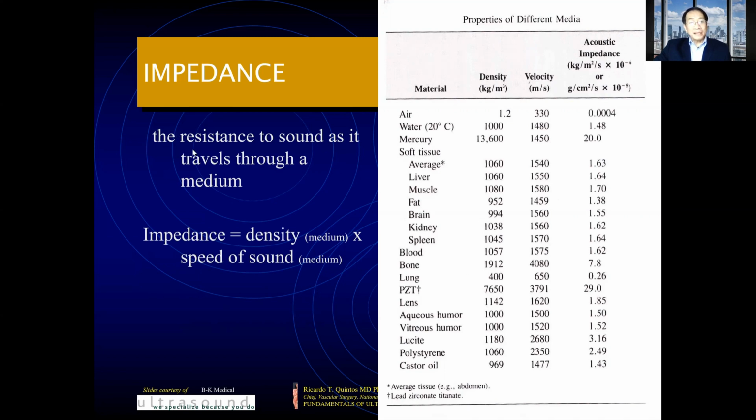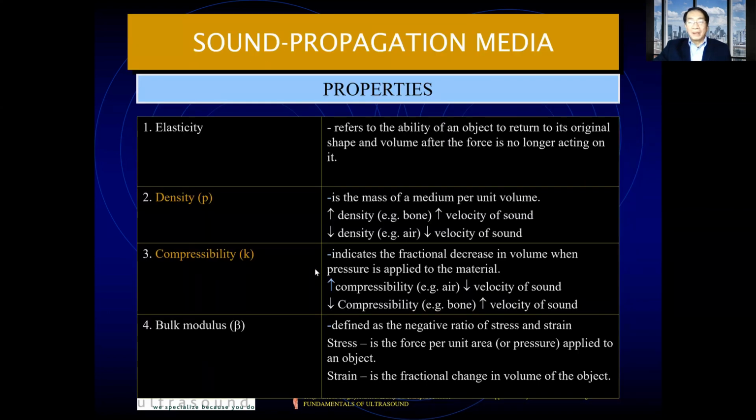So impedance is basically the resistance to sound as it travels through a medium, and it is computed by having the density of the medium multiplied by the speed of sound. Now, since acoustic velocity is dependent on the medium, we also have to understand that different characteristics of the medium will affect how sound propagates through it. The properties of the medium are its elastic properties, its density, its compressibility, and its bulk modulus.